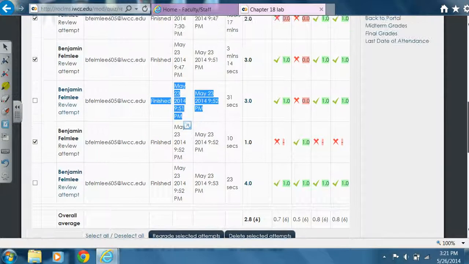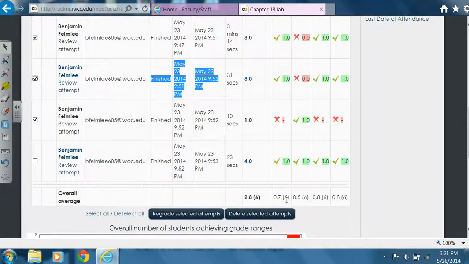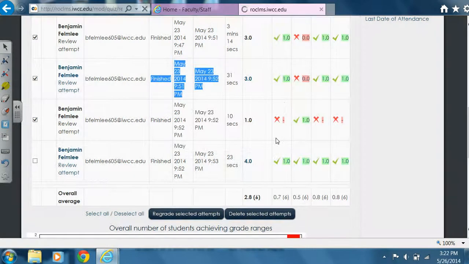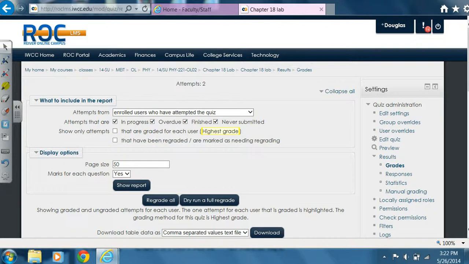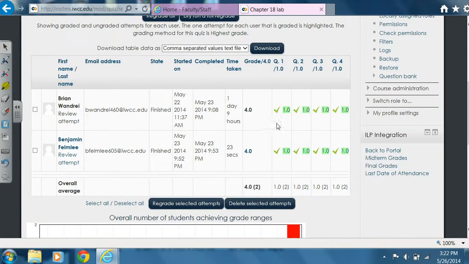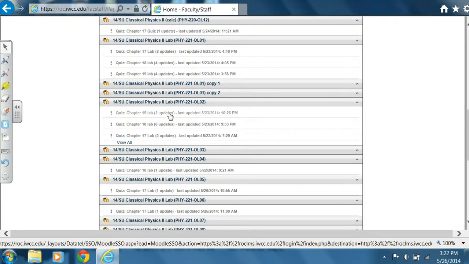Oh, wait a minute, I didn't go down far enough. In his last attempt he got them all right, so we won't correct anything. We'll just let the last one stand, and we're going to delete some of the attempts. Alright, so now Benjamin is the only guy that's done, and instead of being 6 there, there's only 2. Okay, so I'm going to get out of there, and then I'm going to look to see what else I have to do.